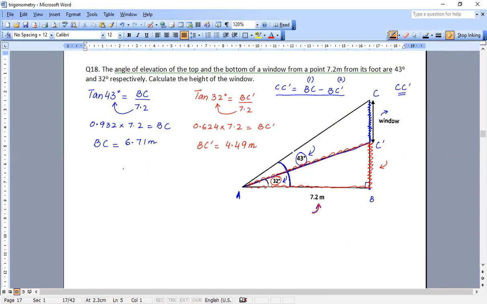Now that I have done this, I can find the actual required value, the height of the window, which I have named CC dash, which is going to be 6.71 minus 4.49. 6.71 minus 4.49 is 2.21. I'll mention 2.2 meters up to one decimal place because the given values are up to one decimal place. So whatever I calculate, I'll mention that value up to one decimal place only.